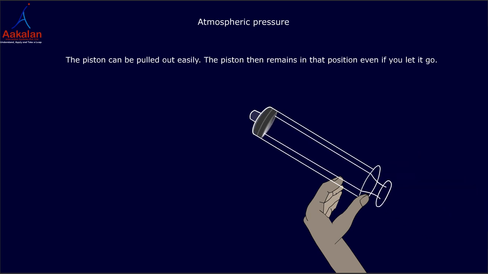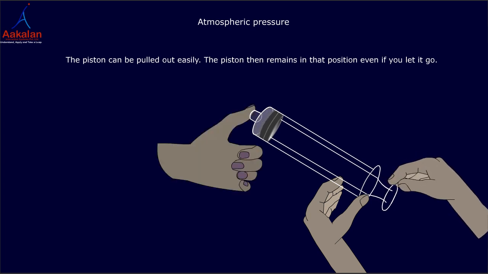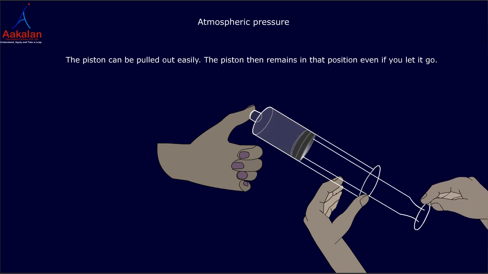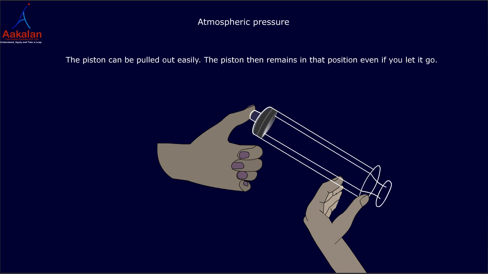Now, close the inlet hole of the syringe tightly with your thumb. Pull the piston and let it go. The force required to pull out the piston is more than before. When the pulled out piston is released, it is immediately pushed in.